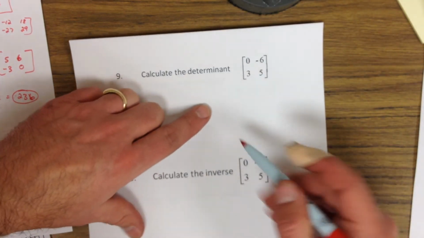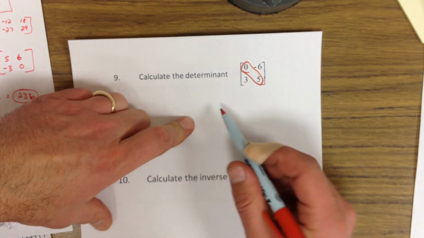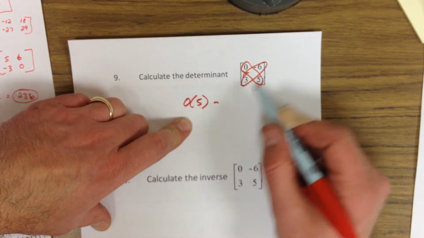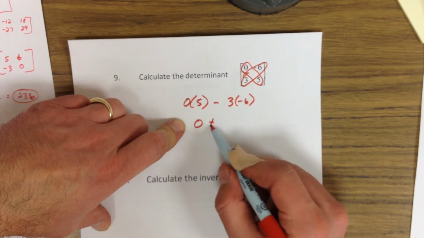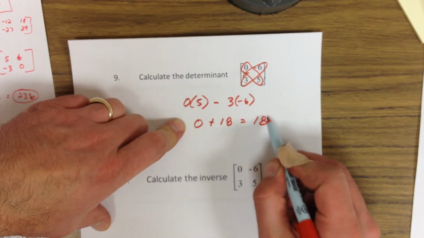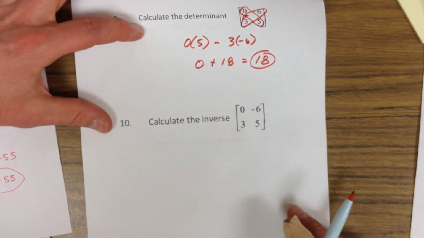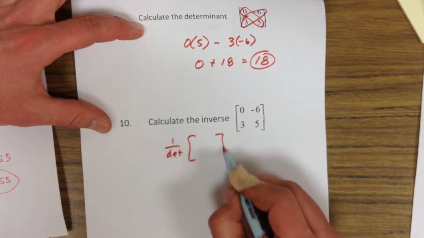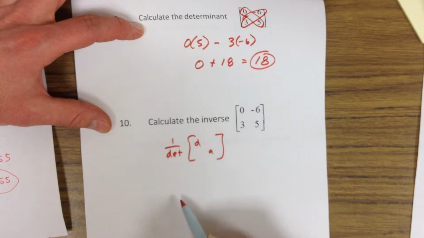Number 9, determinant was very easy by hand of a 2 by 2. You do the diagonals, so 0 times 5 minus 3 times negative 6, so that's 0 plus 18, which is 18. So recall that quick. Inverse is 1 over the determinant times the matrix. These two positions are switched.